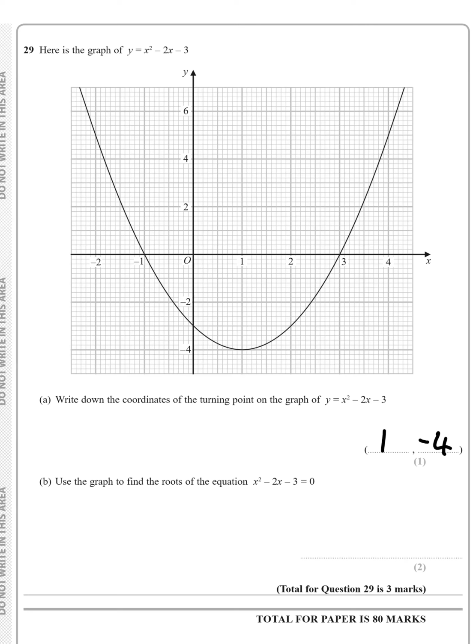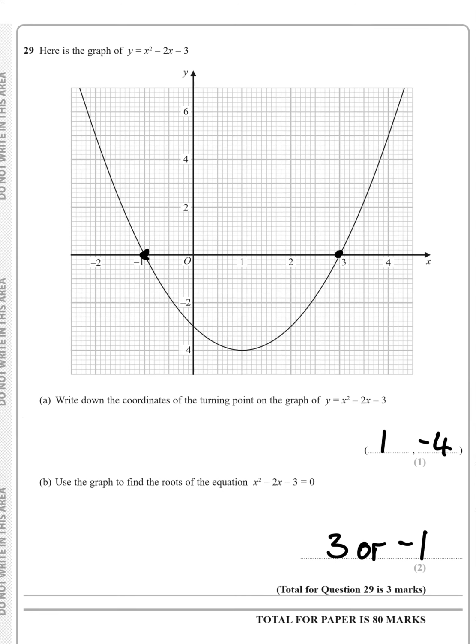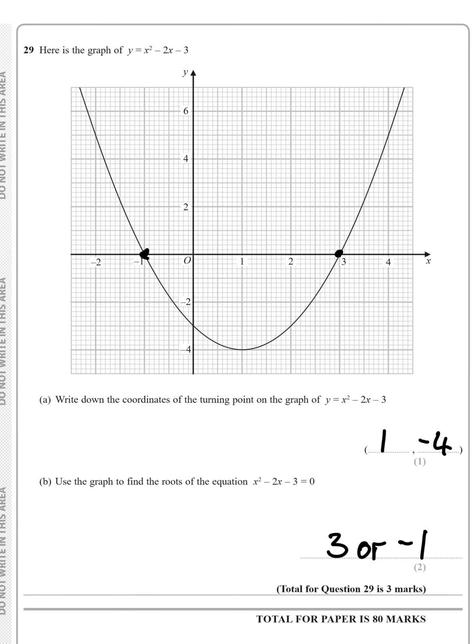Use the graph to find the roots. Now the roots is actually where it crosses the x-axis, so where it's equal to 0. So actually 3 or minus 1. Okay, so basically that point there, that point there. That was quite nice, 3 marks. Oh, that was the last question. So that was the Foundation 1 Summer 2019.